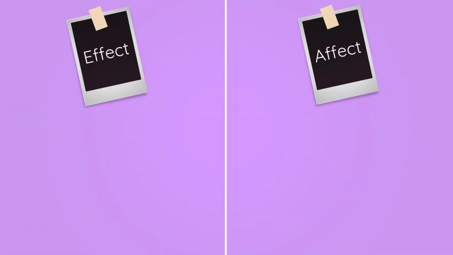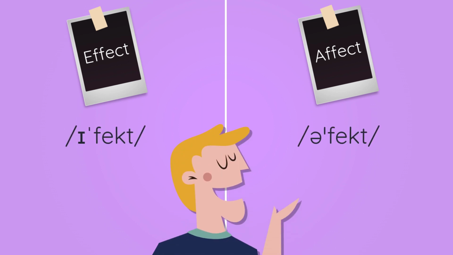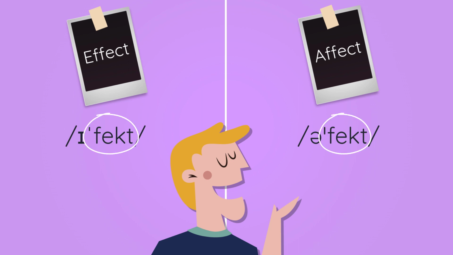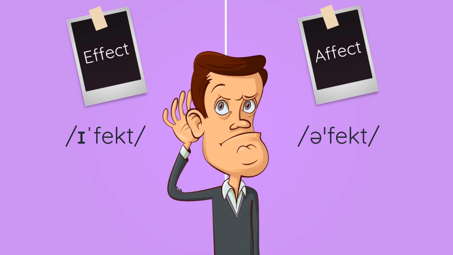Today's lesson is about the difference between the word effect and affect. They sound almost exactly the same when they're spoken naturally. Effect and affect. In both words, the stress is on the second syllable. So the unstressed syllable at the start of each word sounds pretty similar, even though they are different vowel letters. So it's not easy to hear the difference between them when you're listening.